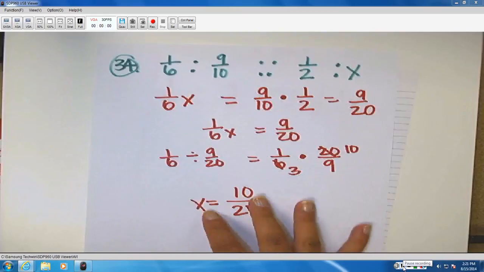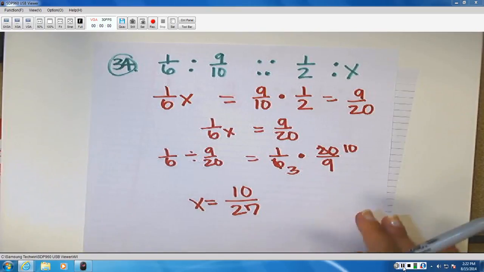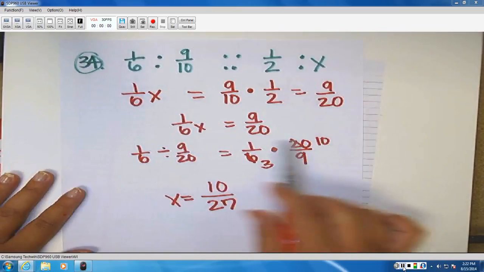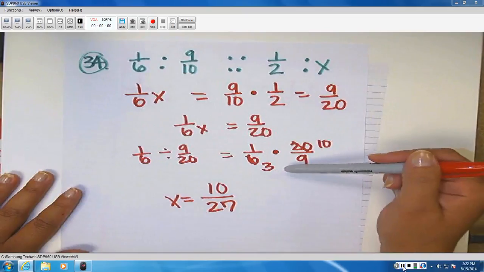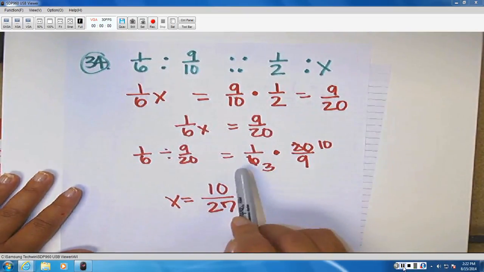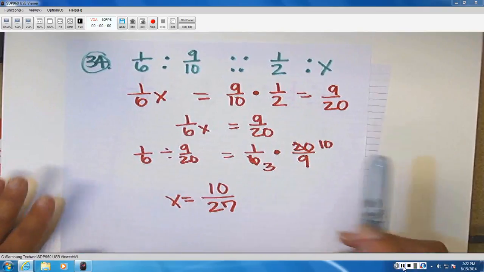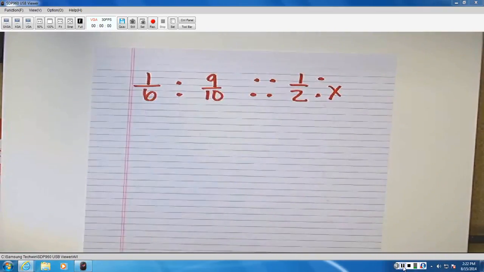Okay, I just caught myself in a mistake. I didn't think it looked right, and it wasn't. So I'm being lazy, and instead of redoing this whole entire lesson to be perfect, I'll just point out what I did wrong and then show you how to do number 34 correctly. So right here, I flipped the wrong one. This should have been 9/20 divided by 1/6, and I put 1/6 divided by. I flipped the wrong one here. So let's redo number 34.